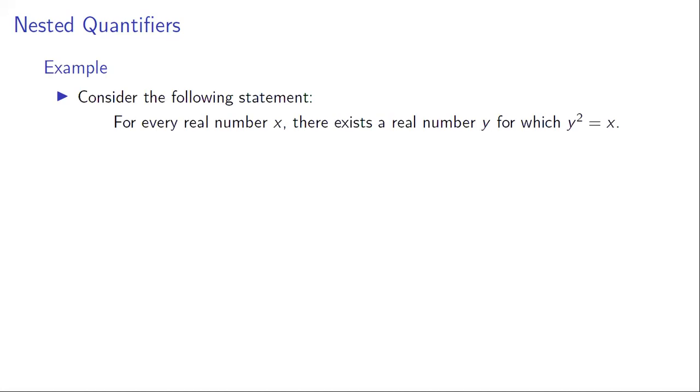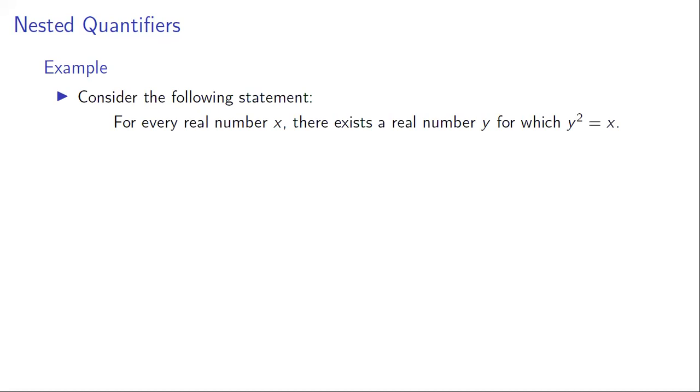Now we're going to talk about nested quantifiers, where we have for all there exists, or there exists for all, and we'll see many examples. So consider the following statement. For every real number x, there exists a real number y for which y squared is equal to x. Again, for every real number x, there exists a real number y for which y squared is equal to x.